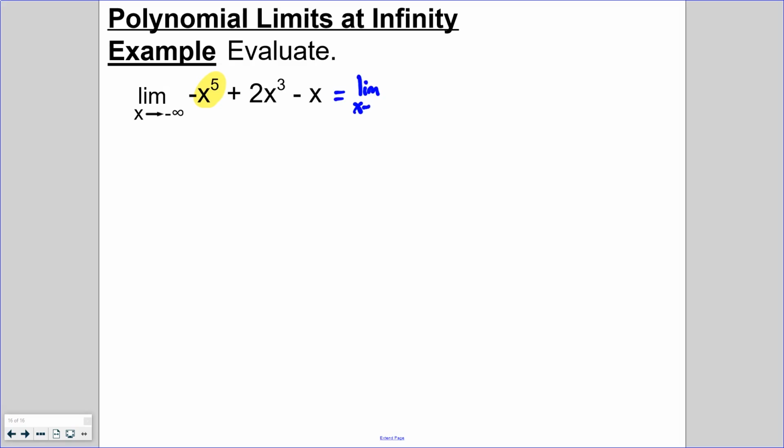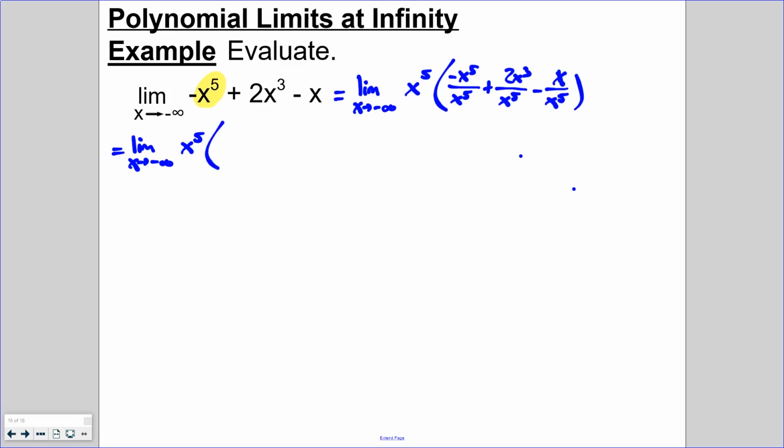So we're going to have the limit as x approaches negative infinity of x to the 5th times the quantity. I don't know why I'm having a problem with writing 5s today. And that's going to leave us with negative x to the 5th over x to the 5th plus 2x cubed over x to the 5th minus x over x to the 5th. Simplify this down. That's going to be negative 1 plus 2 over x squared minus 1 over x to the 4th.